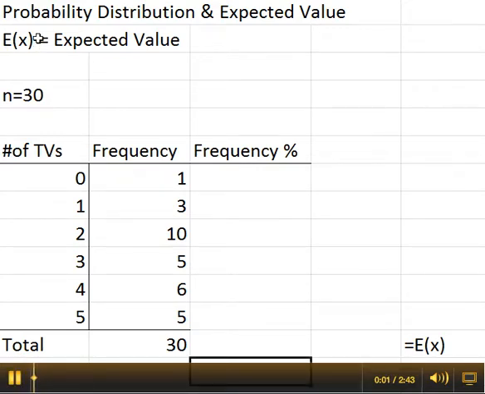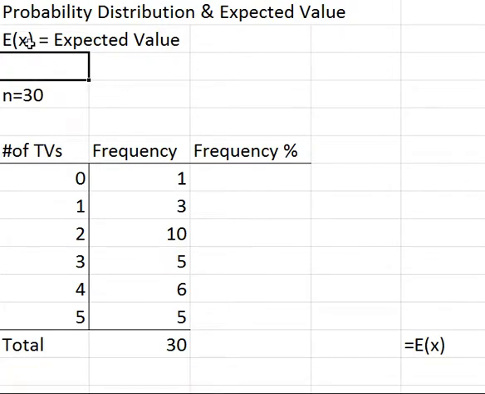Take a look at probability distributions and expected values. Expected value, which we write as E of x, is nothing more than a weighted average which describes the expected value or average of a probability distribution. Let's take a look at a concrete example.